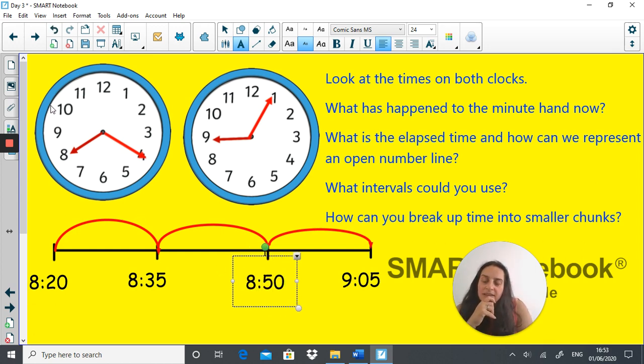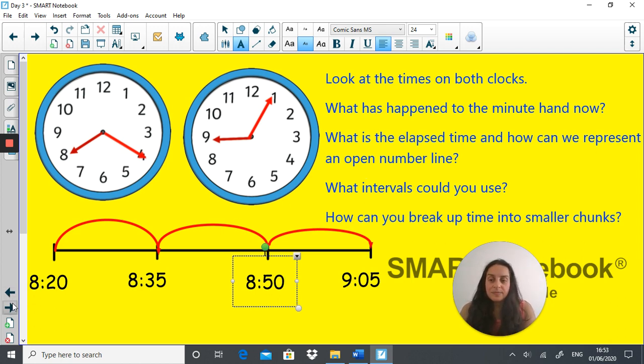And 8:50, another 15 minutes will be like it is here, 9:05. So hopefully that's what you've written down in your book. If you have, well done. If not, don't worry, you have plenty of opportunity to practice as you do your tasks.